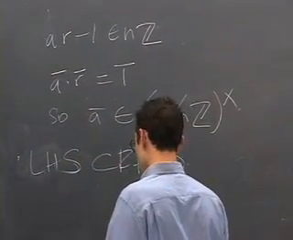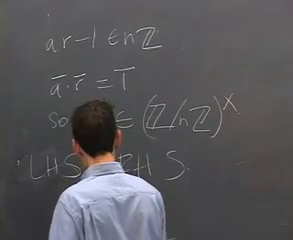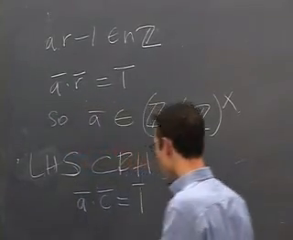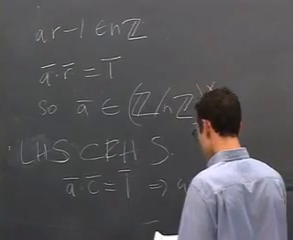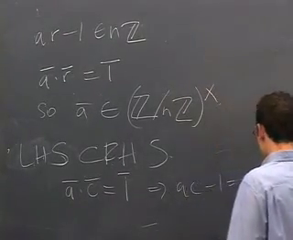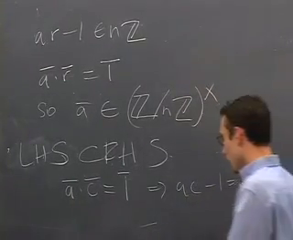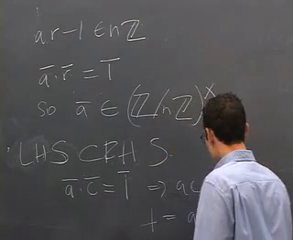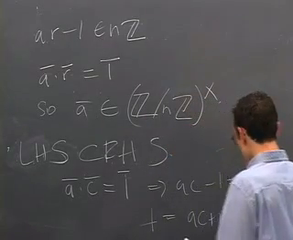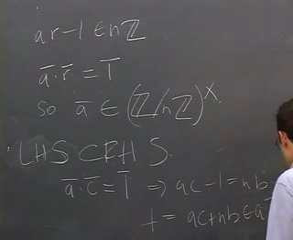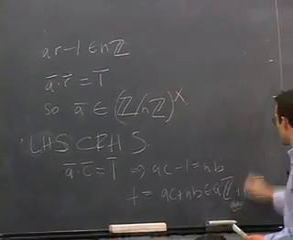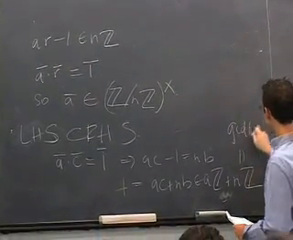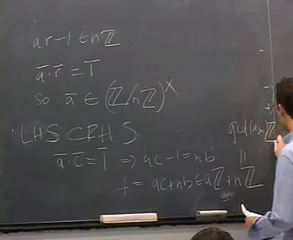Well, do the same sort of thing. If I have a bar times c bar equaling 1 bar, then I can write ac minus 1 equals nb for some integer b. So 1, which is ac plus nb, is in aZ plus nZ. But this thing is just gcd(a, n)Z.